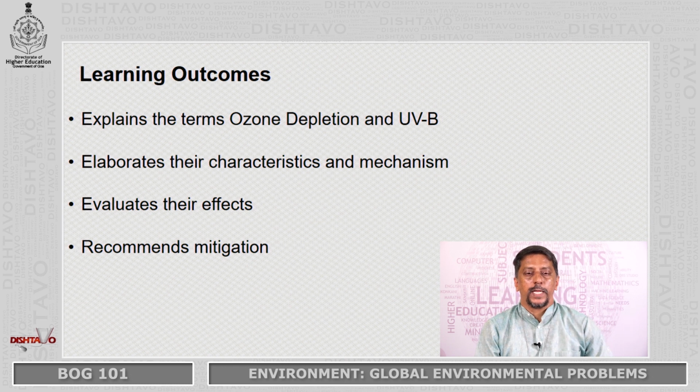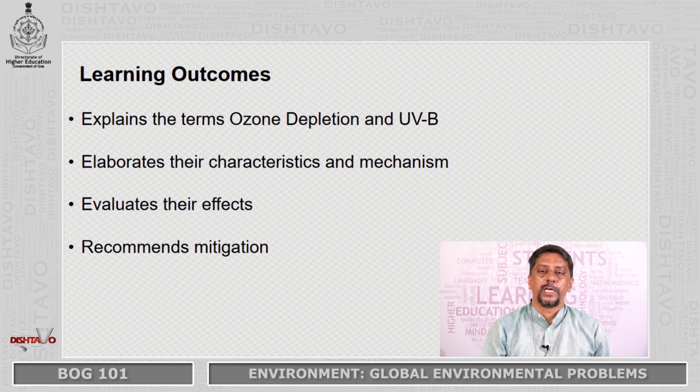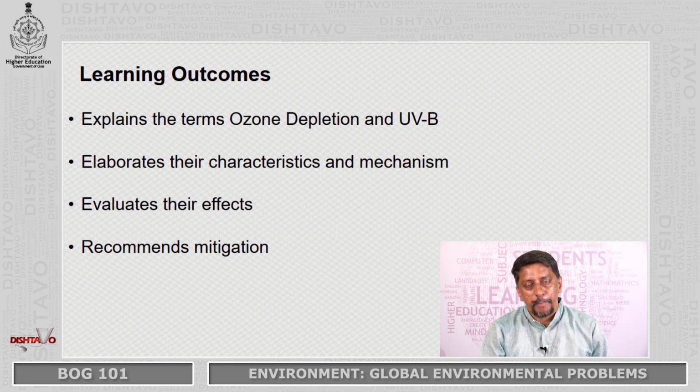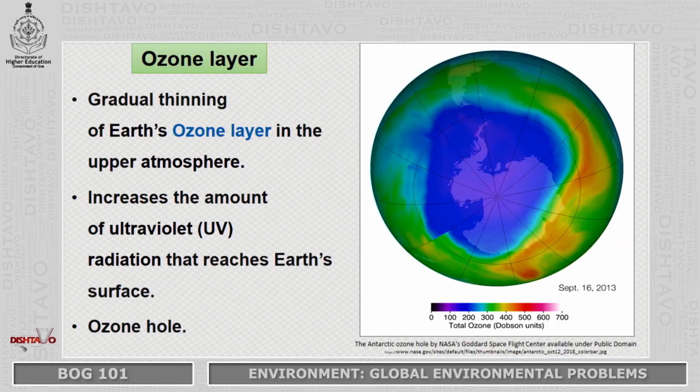This module explains to us the terms ozone depletion and ultraviolet B. It also elaborates their characteristics and mechanisms, how they work. And it also evaluates the effects of this ozone depletion and what are the mitigation measures that we can take.